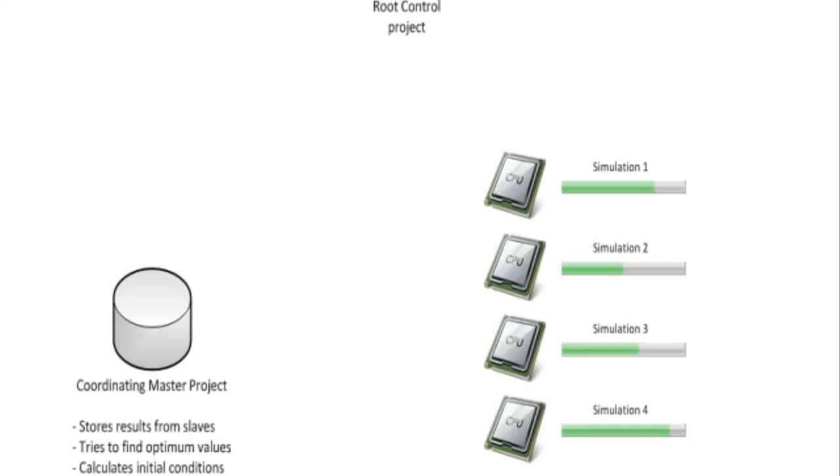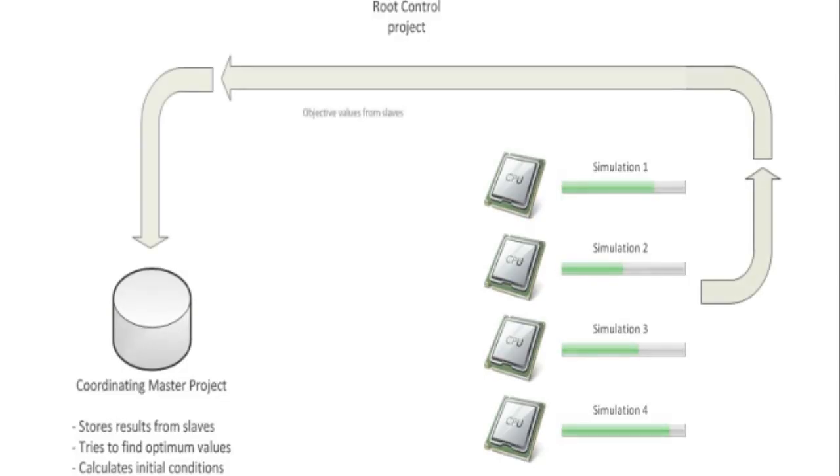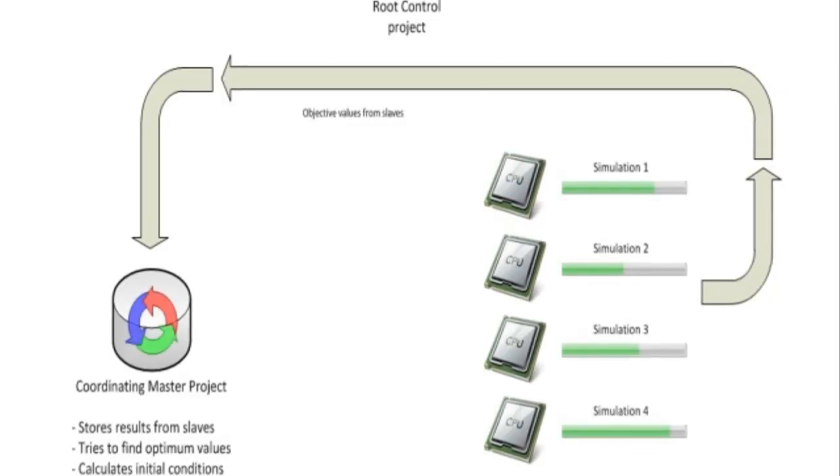The root control project is an example of how to perform large-scale optimization with parallel processing. It does this by allowing parallel simulations to send their results to a master project. The master can then use the results to calculate optimum tuning parameters for the next iteration of runs. These new parameters are then fed back into the slaves.